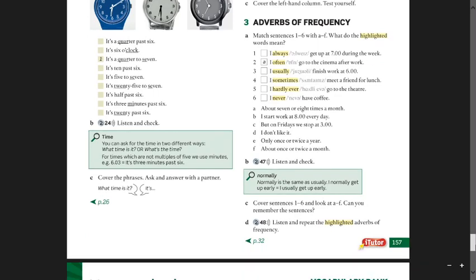So, read this. Normally. Normally is the same as usually. For example, I normally get up early. I usually get up early. It's basically the same. When you finish that, you have to go back to page 32. So go back to page 32 and let's continue working.